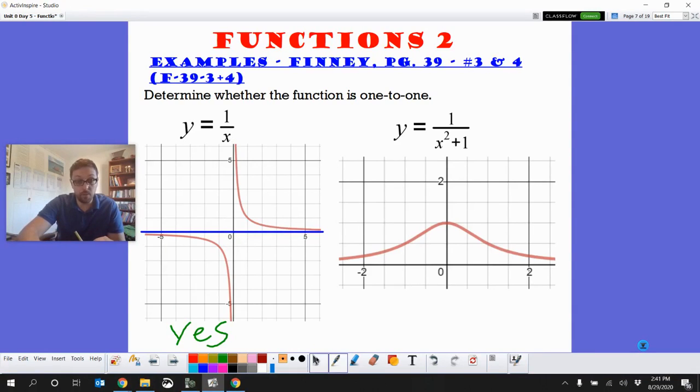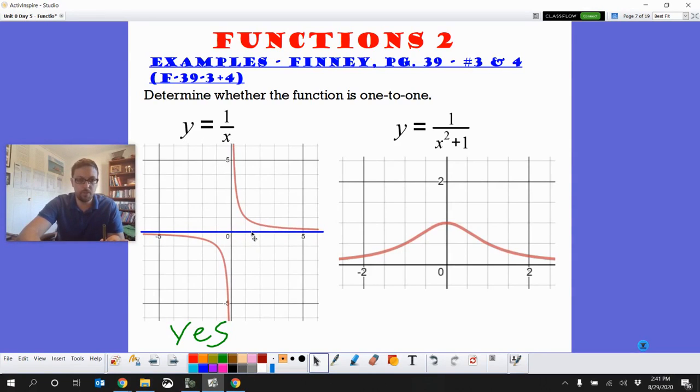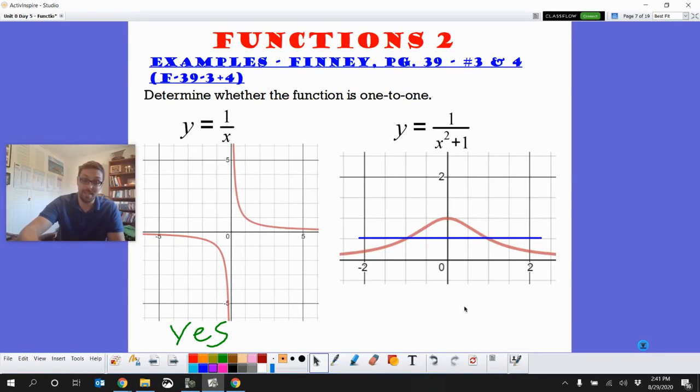This other one, however, is not, because it is a good function. If you pass a vertical line across it, it will only ever touch it once. However, it does fail our horizontal line test. So this is not a one-to-one function. Since it's not one-to-one, that thing has no inverse. This one does have an inverse.